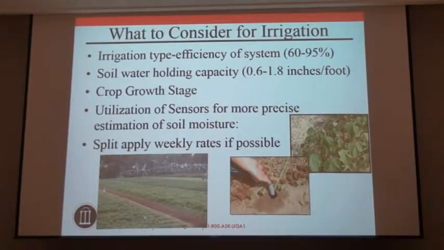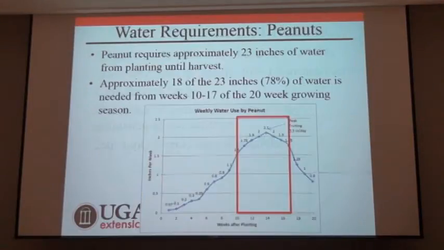If you can, utilize sensors or some other tool to better manage that irrigation. That's what we look at. You can get a more precise estimation of what's in our soil and what we need. Also critical, if we can apply those rates weekly instead of in one big amount, that usually is a lot more effective and a lot more efficient.